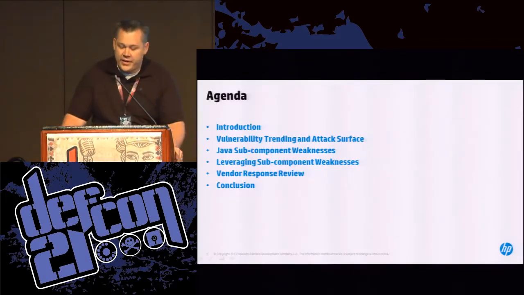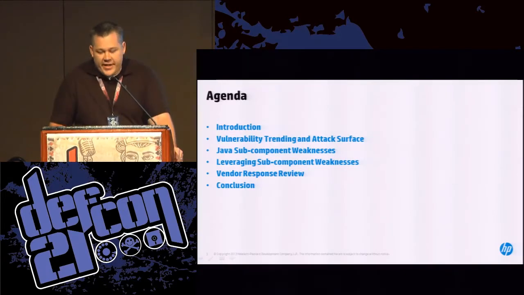Alright, so for the agenda, we're going to take a tour of Java's attack surface. We're going to describe the different vulnerability types that exist in the framework itself. Then we're going to go through a set of 5 case studies of the top vulnerability types in the Java framework, and provide you a set of proof of concepts for triggering those bugs.